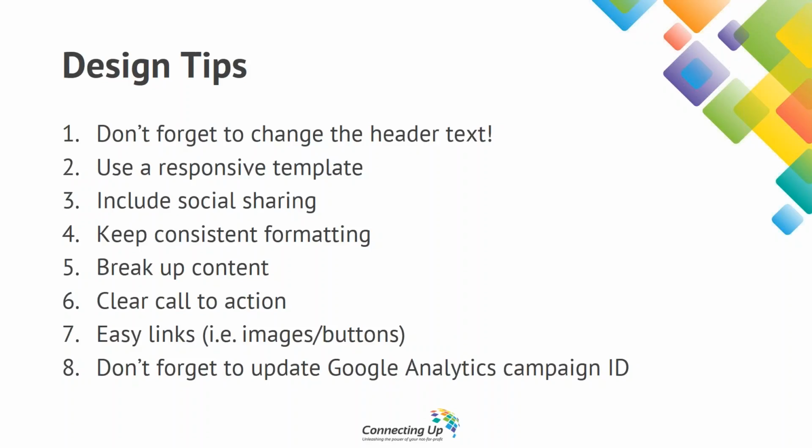And the last thing is don't forget to update your Google Analytics campaign ID. Now that'll make more sense when I talk about analytics in a minute, but it's a pretty easy way for you to be able to track what people have actually been doing with your email campaign. MailChimp do most of the Google Analytics campaign ID things for you, but you just want to put something in there so that you know which campaign is which. So that might be newsletter 8th of April 2016, for example.